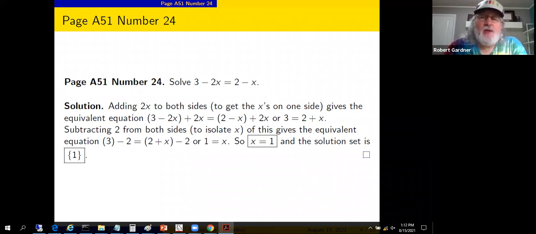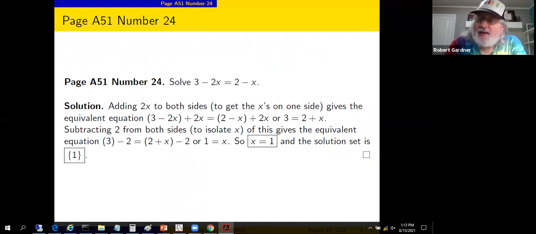Why'd you do that? Because on the left-hand side, the minus 2x and the plus 2x produces 0, and you're simply left with a 3 on that side. So there are no x's now on the left-hand side. On the right-hand side, the arithmetic 2 minus x plus 2x produces 2 plus x. So you're better off than when you started. There's only x's on one side now.